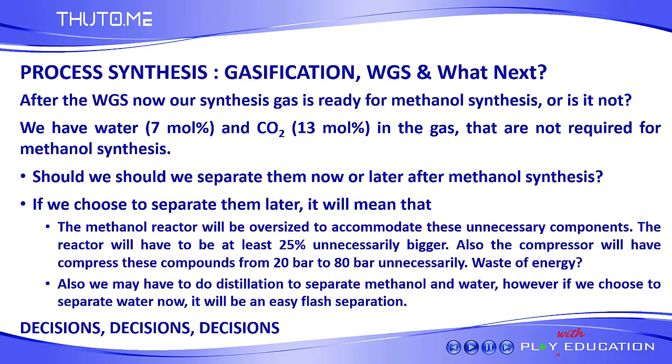Also, the compressor will have to compress these compounds from 20 bar. Remember, our gas from the gasifier comes at 20 bar, and then we'll use the water gas shift at 20 bar as well. We'll not change that. Then to compress these 20% extra gases, we will need to oversize our compressor. We'll need to waste energy on compressing them before we separate them. So we may also need to do distillation to separate methanol and water, because after producing methanol, we will now have a binary mixture of methanol and water, which we would not have if we did not have water in the system, because it would just be an easy separation of methanol from the gases.